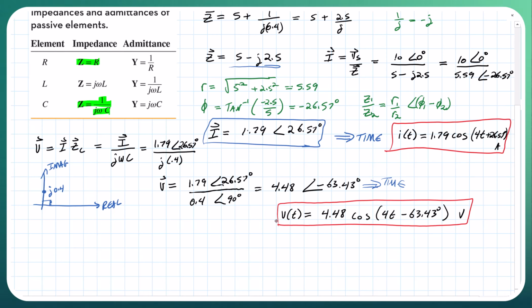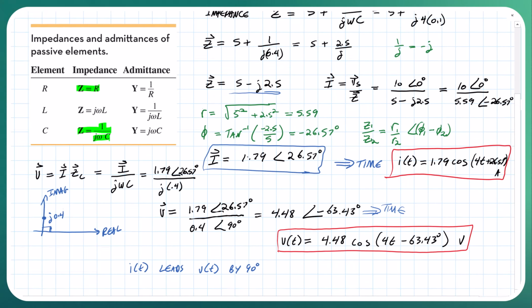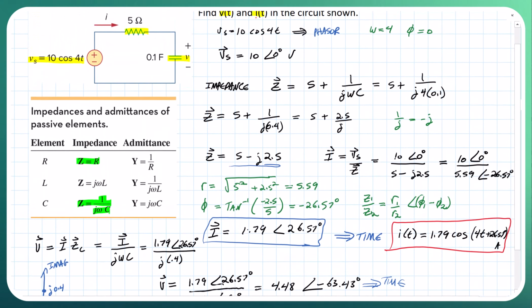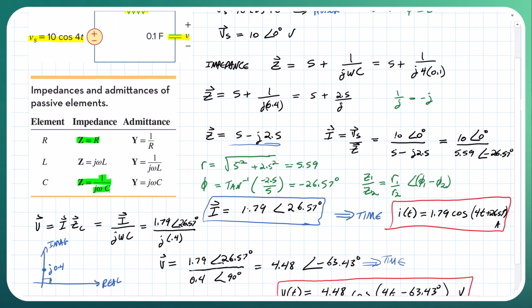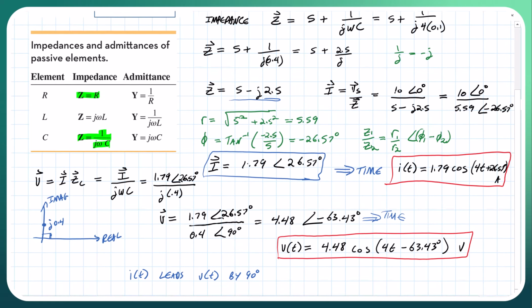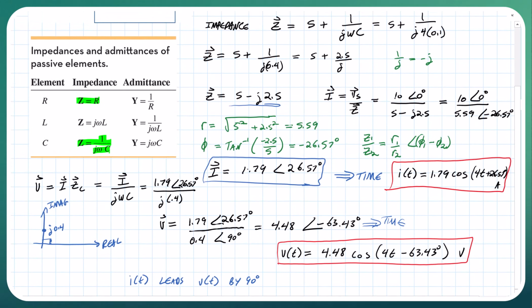So that's our voltage across the capacitor in time domain. Based on properties and definitions we've given before, you'll see that I of t, our current, leads the voltage by 90 degrees. Just something to note on the side: I of t leads V of t by 90 degrees. This is how you solve this problem. Essentially you just need to remember this table, and then very simple math to get both the current and the voltage for this circuit.